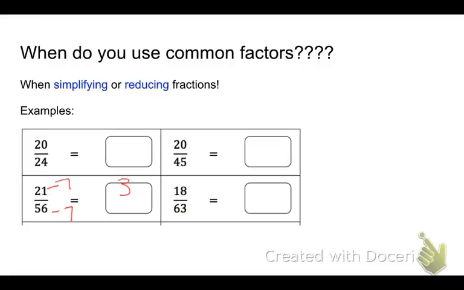21 divided by 7 is 3. 56 divided by 7 is 8. Again, I need to look at 3/8 and make sure that they do not have a common factor. And they don't. That is simplest form. One more. 18 over 63.